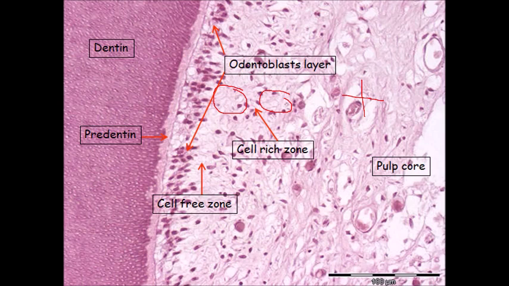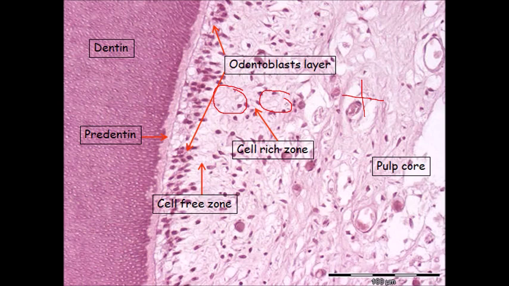The shape of the odontoblastic cells is columnar in the crown region. So in the crown, odontoblasts are columnar in shape. In the root area, the cervical and the middle part of the root, the odontoblasts are cuboidal in shape, and in the apical third of the root, the odontoblasts are flat.